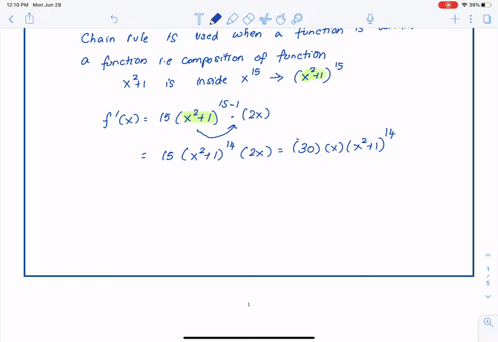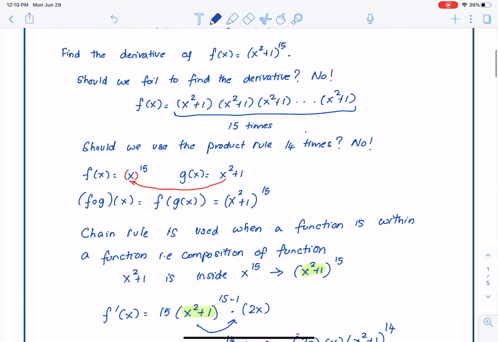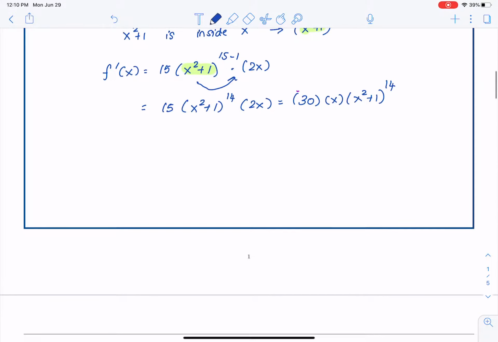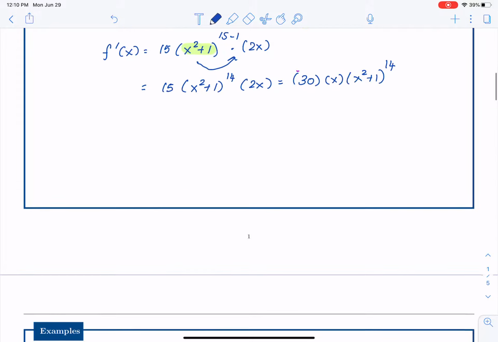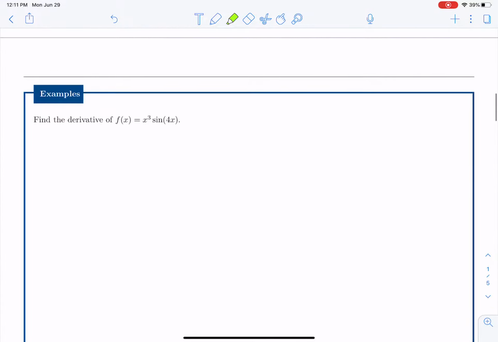That's it. You see how simple that is? So instead of doing product rule 14 times or foiling it 15 times, it is unnecessary. That is the answer. And that is the idea behind chain rule. We call it chain rule because it sort of goes in a chain, and if you have to take the derivative one more time, you would kind of recursively go as a chain, and hence the name chain rule.